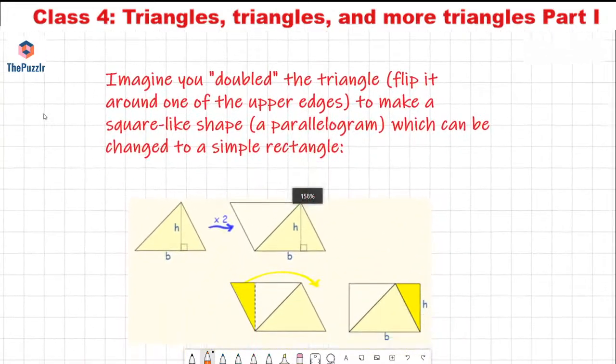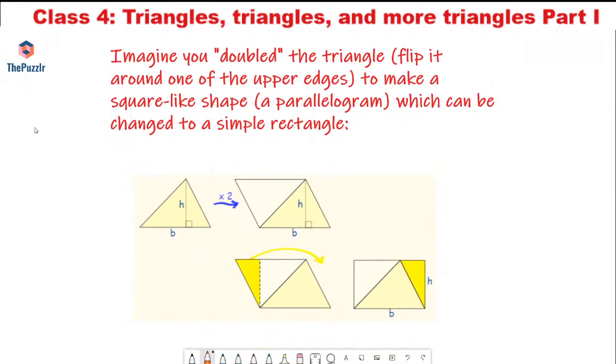But why do we divide by 2? Well, imagine that you double this same rectangle. We flip it around, maybe along one of the upper edges. Here, I picked this edge right here. That makes a square-like shape, more specifically a parallelogram, which can be changed to a simple rectangle. We do a bit of transformation, right? And you notice that this is just b times h, except we're only taking half of it. We've only taken half of the triangle, because this yellow part and this part add up to this part, because of this transformation right here. So that's why we have to divide by 2. Okay, let's continue from here.